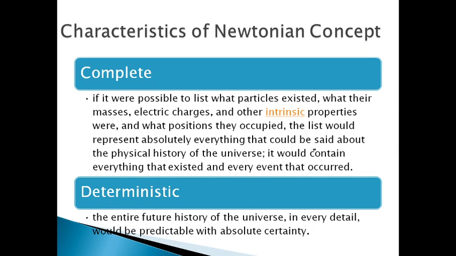The characteristics of the Newtonian concept are that it is complete and it is deterministic. It is complete in the sense that if you are able to list out the particles that existed and their various intrinsic properties such as mass, charge and other properties, and the positions of these particles, then this list will represent absolutely everything that could be said about the physical history of the universe. It could contain everything that existed and every event that occurred. This is the concept of completeness according to the Newtonian concept.